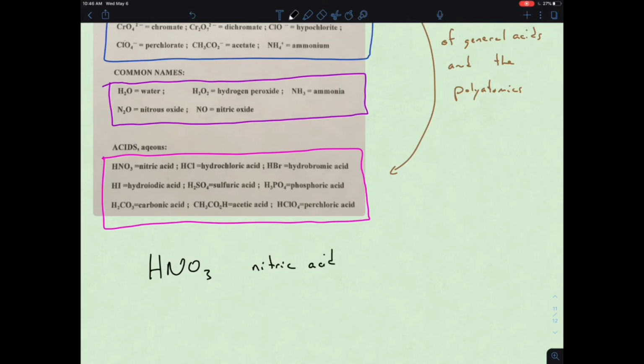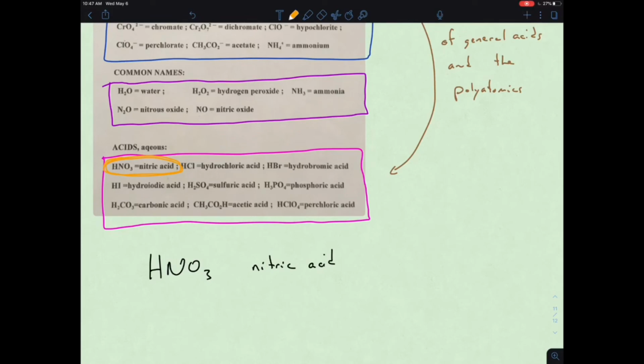Right, so if we have nitric acid here, and we know what nitric acid is, right? What I'm trying to develop here is maybe a tool for you to use. Instead of memorizing the whole table, if I understand the general acids and then the relationship to the polyatomics, it's actually going to save me a lot of effort in memorization, because I actually have a tool set to use to get to the answer.